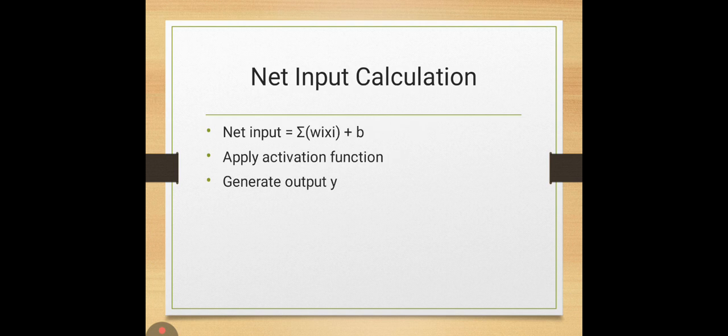And next is net input calculation. The net input of the perceptron is calculated as: net input is equal to summation of wi into xi plus b. The net input is then passed to the activation function to generate the output y, where w is the weight, x is the input and b is the bias value.